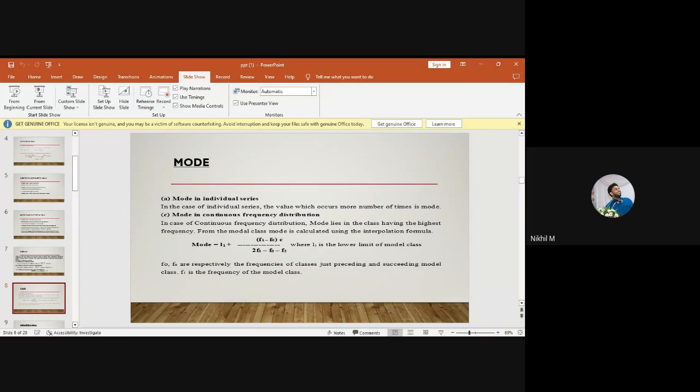The mean in an individual series is sigma x divided by n. The median in an individual series is the (n plus 1) divided by 2 th item. Based on these equations, we can substitute: mode is equal to 3 median minus 2 mean. The mode is the item repeated more number of times.